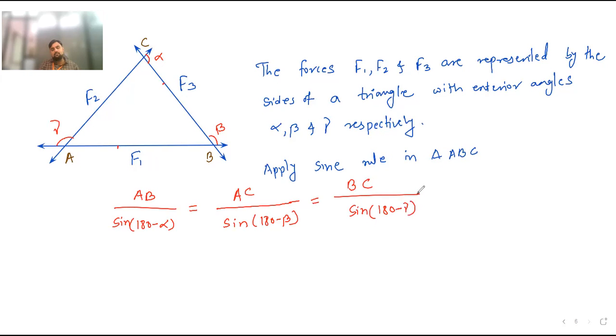So it is AB divided by, you know the formula, but sine 180 minus alpha is equal to what? It is sine alpha. So therefore it is AB. AB means what? F1. AB means F1. It is F1 divided by sine of 180 minus alpha, which means sine alpha.